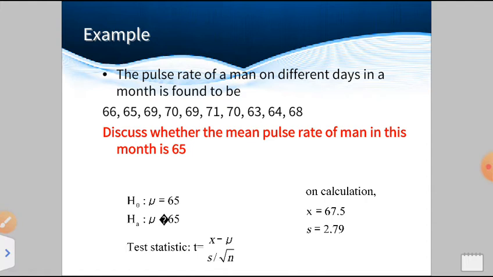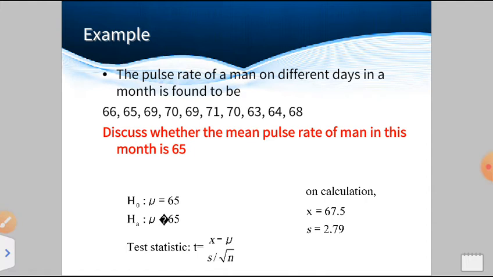Here we have that the pulse rate of a man on different days is given. Let me write it down in Excel, and I will show you how we have calculated the data. It's a large data set, but let us try, and hopefully we will be able to do it on an Android phone. Let us discuss it.